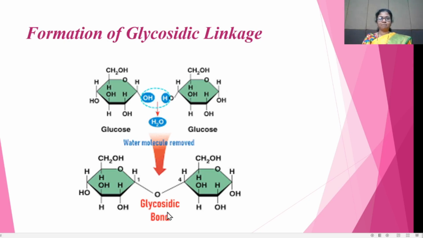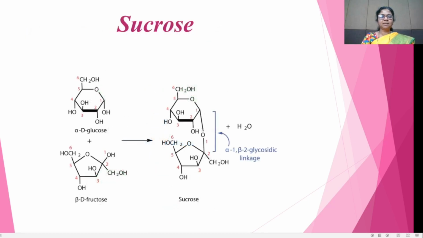Now see some examples of this type of glycosidic linkage. See this sucrose. These structures are also called the Haworth projection formula. Now see sucrose. Sucrose is a disaccharide. It is formed from alpha D glucose and beta D fructose. These two are the monosaccharides. From these two monosaccharides, the disaccharide called sucrose is formed.